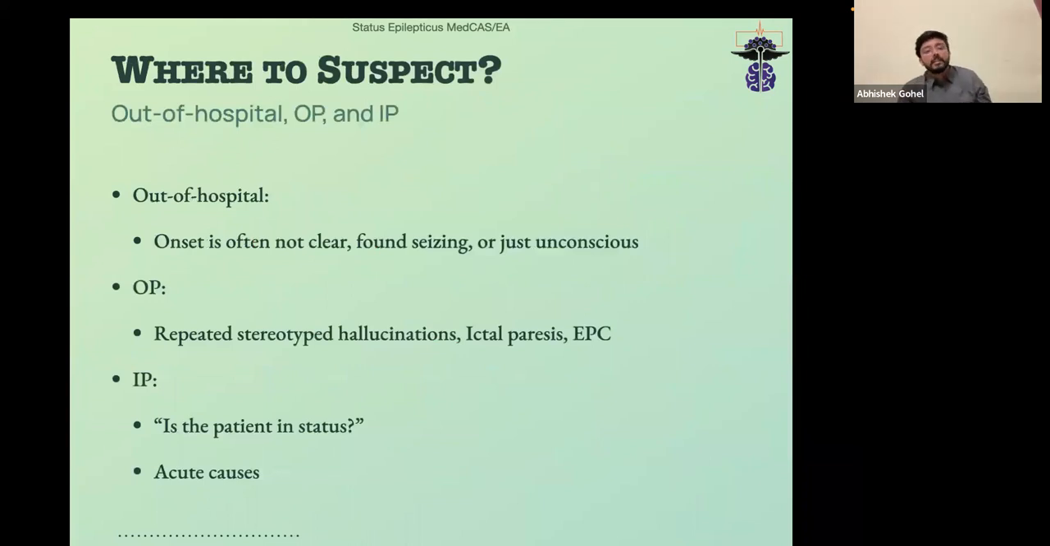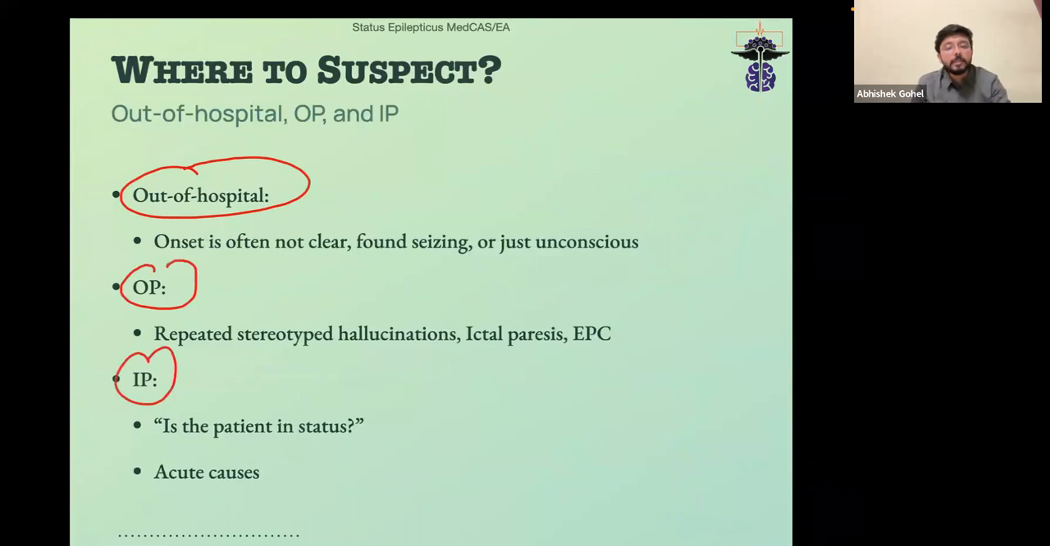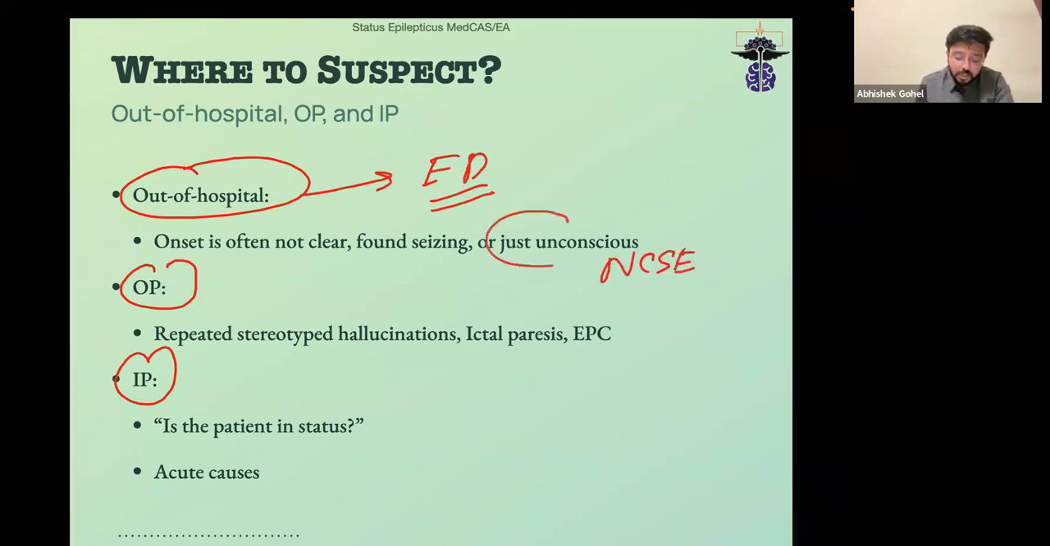Now, where to suspect status? You should suspect it out of hospital, in OP, as well as in IP. Out of hospital, they usually come to the emergency department to begin with. Here, the onset is often not clear, and they are just found seizing somewhere, or they are just unconscious if it is a non-convulsive status epilepticus. If they are just found unconscious, chances are the time T2 has already been crossed.